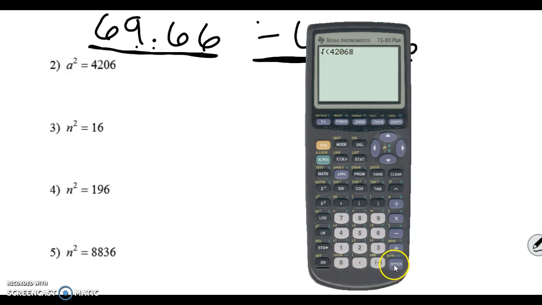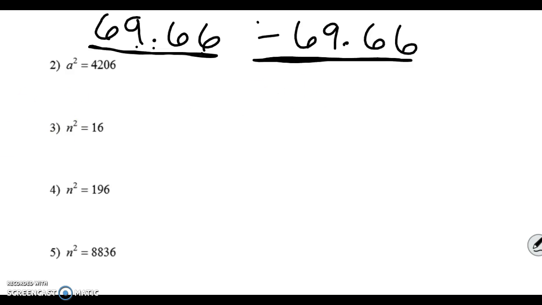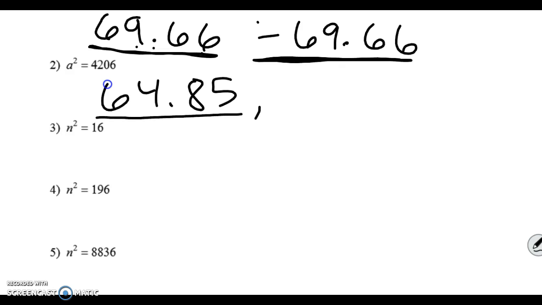Okay, hit enter. And again, we're just going to go to the second decimal place. So we have 64.85. And we stay at the 5. So we should be writing that down. 64.85. And we need the opposite of this number, negative 64.85.